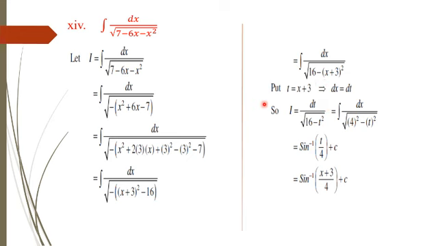Our question is in the form of x, so we replace the value of t. What is the value of t? That is x plus 3. So the final answer is sine inverse of x plus 3 over 4 plus c, which is our final answer.